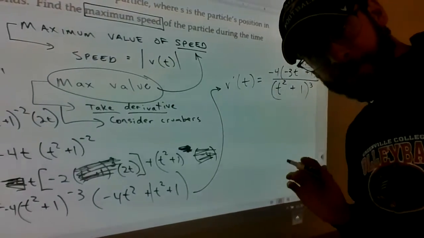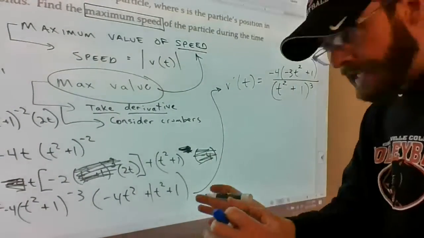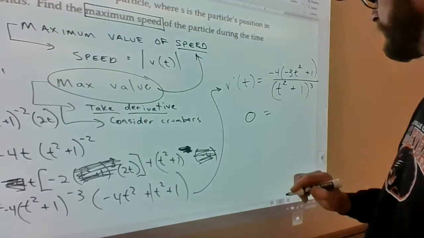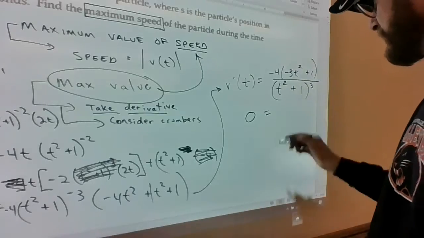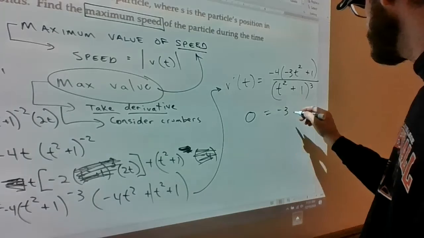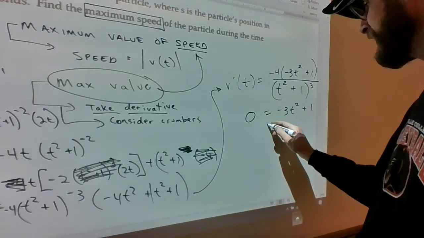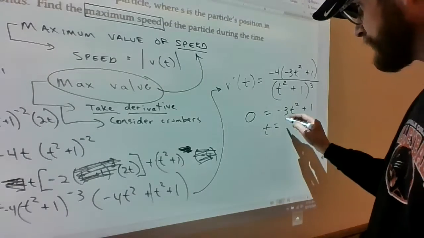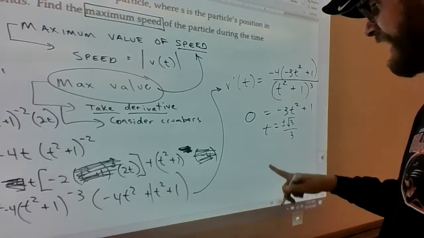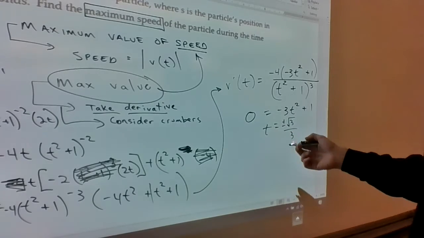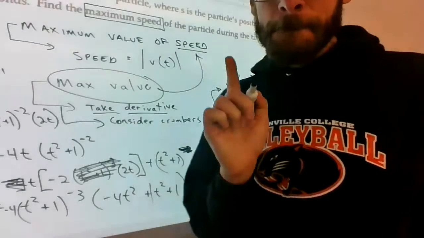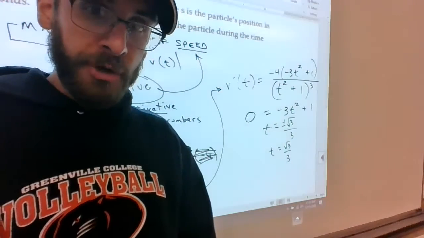So finding absolute max speed means I'm getting critical numbers where this equals 0. So that -4 basically cancels itself out. The bottom is not going to give you any candidates for maximum speed. So you're just left with this right here. T is going to equal plus or minus root 3 over 3. If you solve this equation, that's what you get. Disregard the negative because we're not talking about negative time values. So here we go. Here's our main max candidate, root 3 over 3.